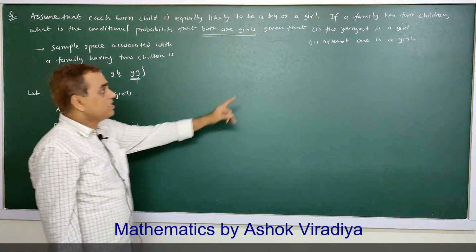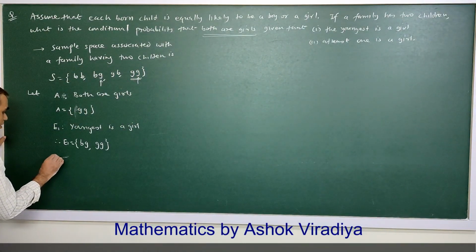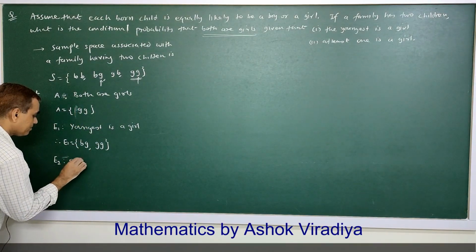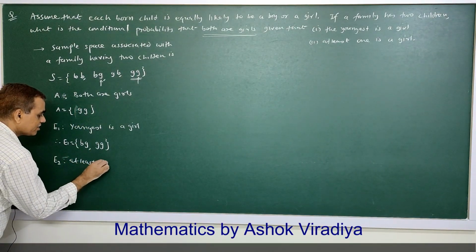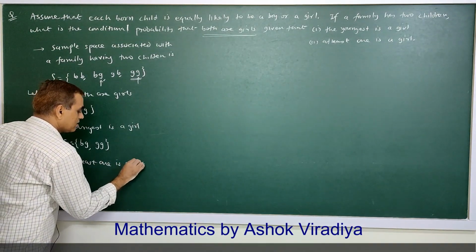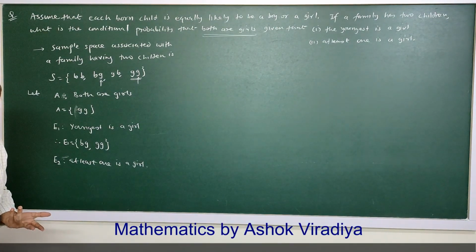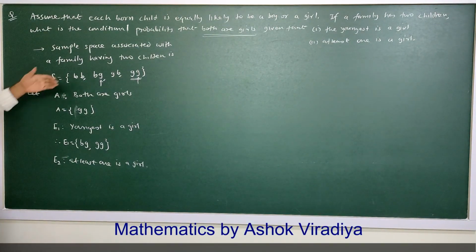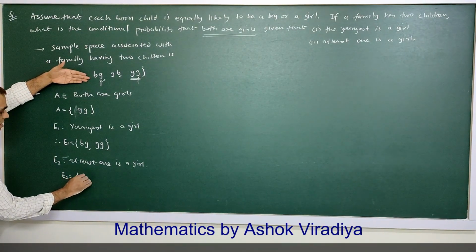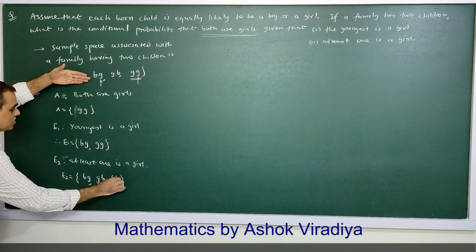Then we suppose event E2. E2 is that at least one is a girl. At least one is a girl means one girl or two girls; zero girls is not allowed. That means except BB. So E2 contains BG, GB, GG.